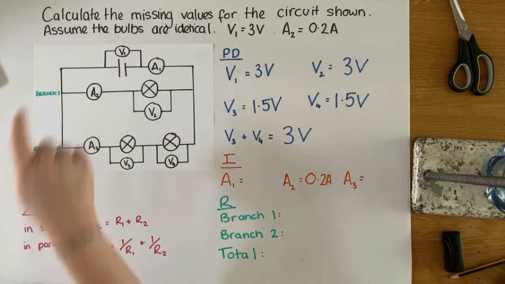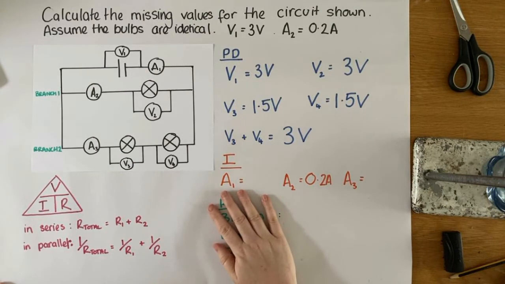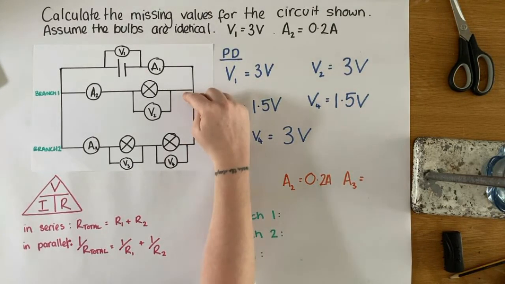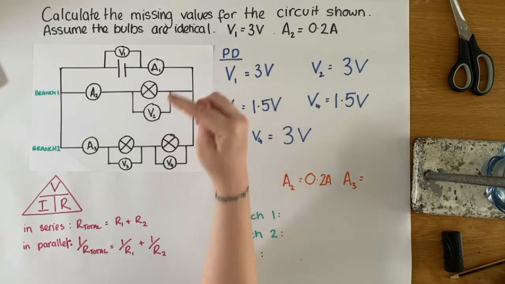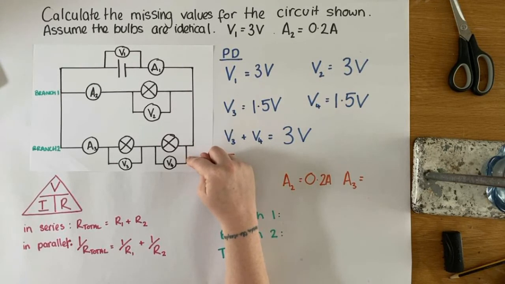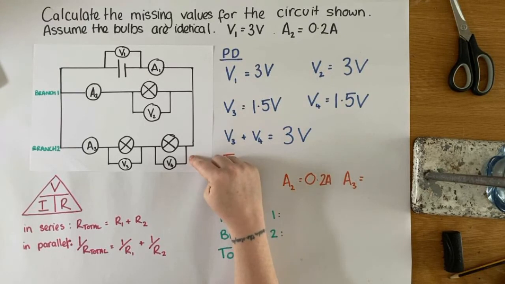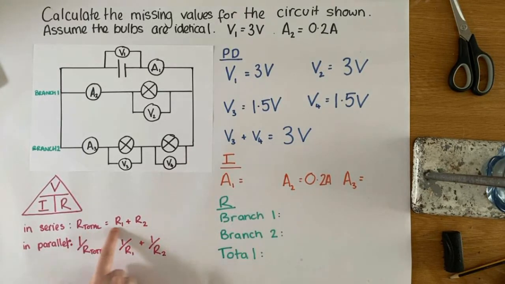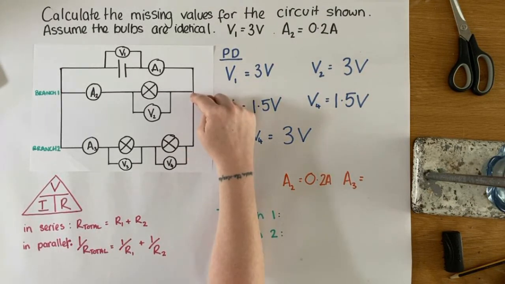Okay. Now, again, an important part here is we know that all of these bulbs are identical. So even without calculating resistance yet, we can assume that this branch of the circuit is going to have half the resistance of this branch of the circuit. Branch 1 contains 1 bulb, branch 2 contains 2 bulbs. All of the bulbs are identical to each other, so we can assume that this would have twice as much resistance. In series, the resistances add together. So this branch is going to have twice the resistance that this one does.